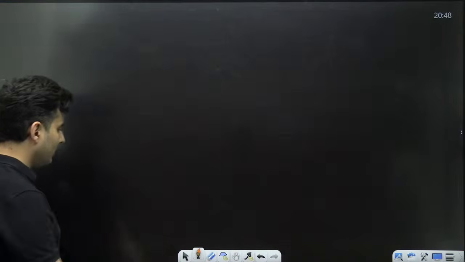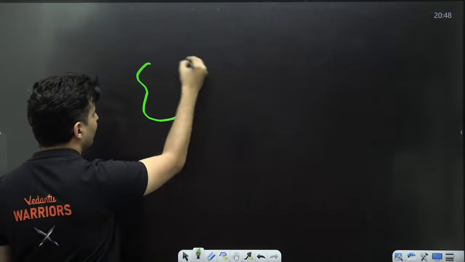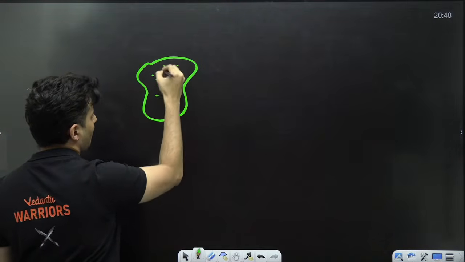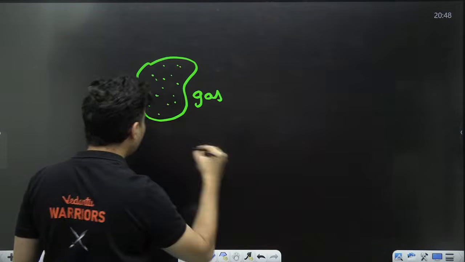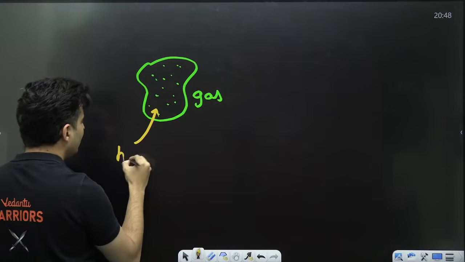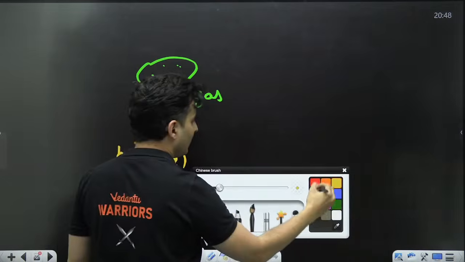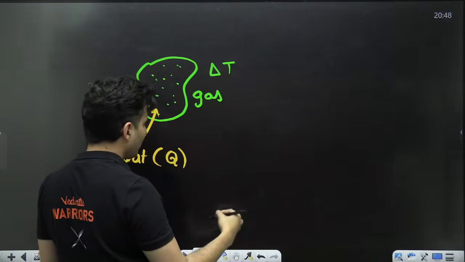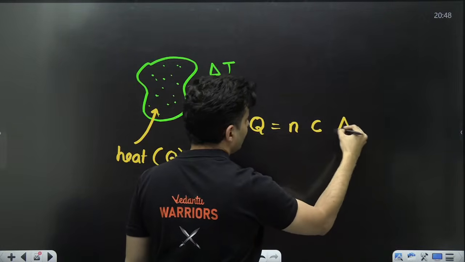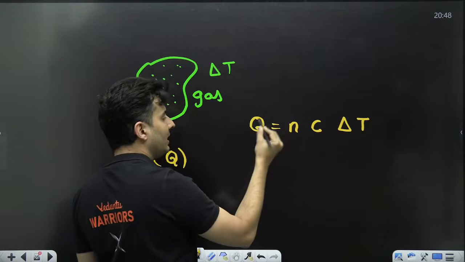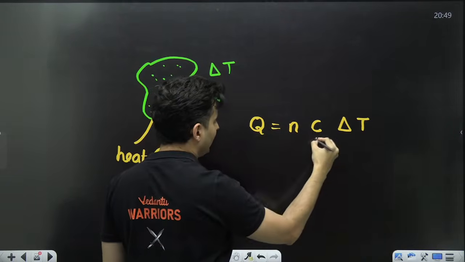A very, very important thing that you should know. So if you have a gas, and you are basically heating it, the heat provided is Q, and the gas's temperature changes by delta T, then this Q is nCΔT, depending on whether it is constant pressure or constant volume. Accordingly, you get two different answers.